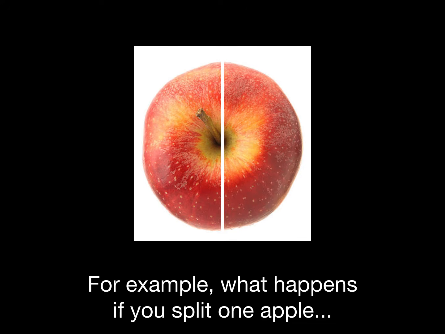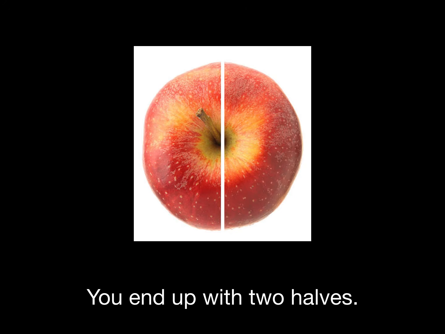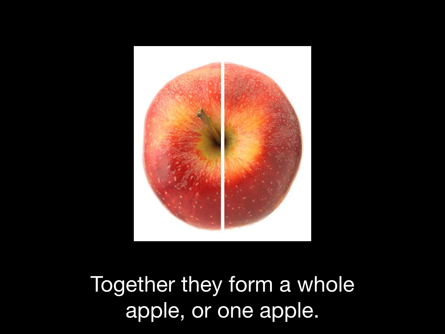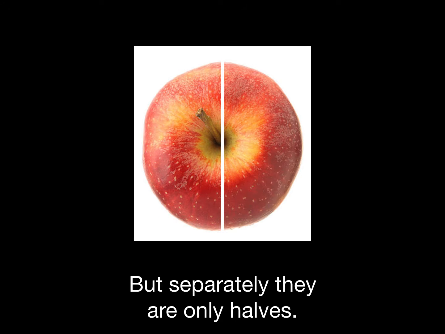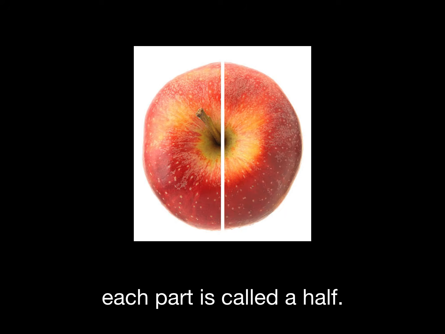For example, what happens if you split one apple into two equal parts? You end up with two halves. Neither part is a whole. Each half is a fraction. Together they form a whole apple, or one apple. But separately, they are only halves. So when there are two equal parts of something, each part is called a half.